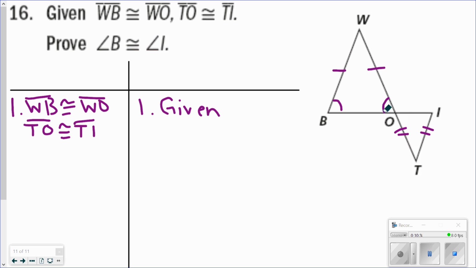I'm going to write this out. So I know that angle B is congruent to angle O. And the reason, that's the definition of isosceles triangle.